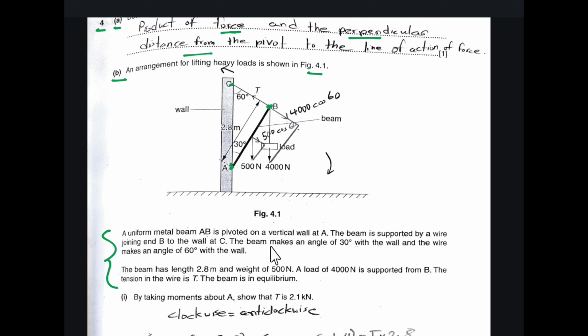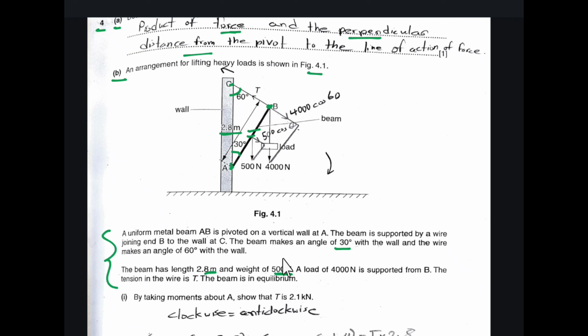Then the beam makes an angle of 30 degrees with the wall. So this is the angle of 30 degrees with the wall, and the wire makes an angle of 60 degrees with the wall. The beam has a length of 2.8 meter. So what is our beam? Our beam is this beam AB. So the length of this beam is 2.8 meter and the weight is 500 Newton.